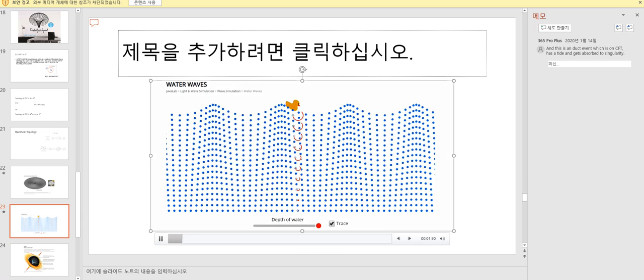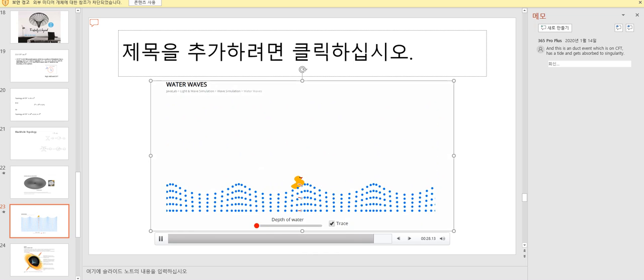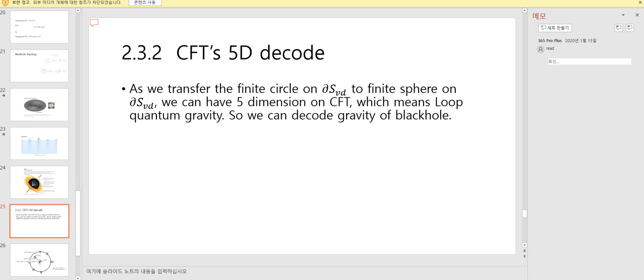This is a Dirac event, where CFT has a tide and is observed to a singularity. So when combining AdS and CFT, we have the shape: the black hole is a sphere with infinite curvature. CFT has a 5D decode, and we transfer the finite circle in DS3D to a finite sphere in DS3D. We can have a 5-dimensional CFT, which means loop quantum gravity, so we can decode the gravity of the black hole.